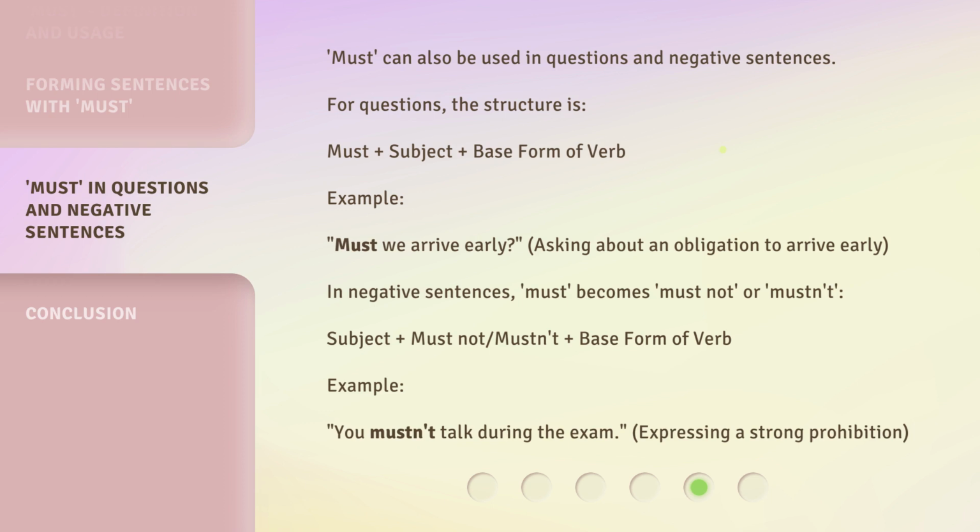In negative sentences, must becomes must not or mustn't. Subject plus must not, mustn't plus base form of verb. Example, you mustn't talk during the exam. Expressing a strong prohibition.